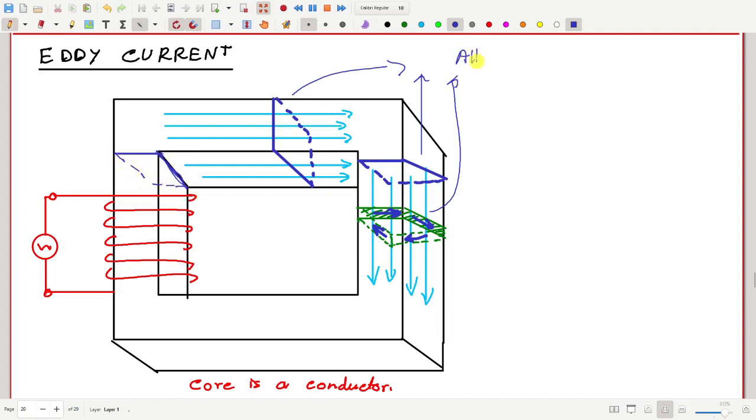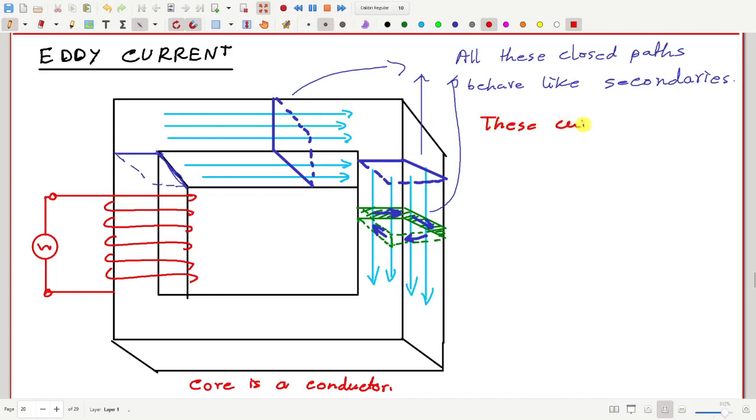Okay, so all these closed paths behave like secondaries, many secondary coils. And these currents which flow inside the core in circular paths are called eddy currents.